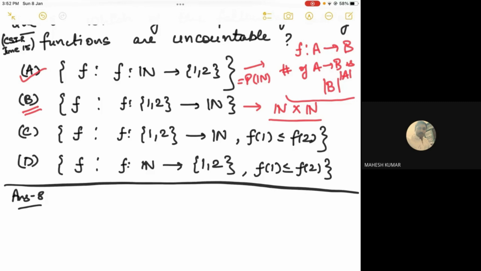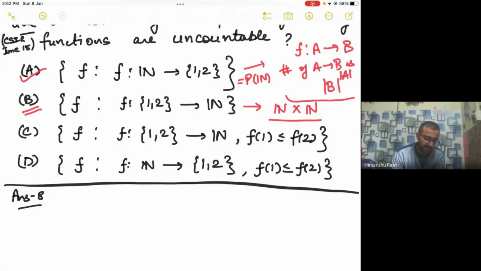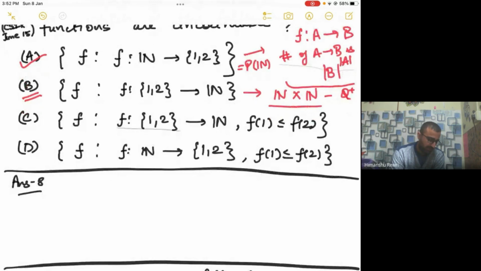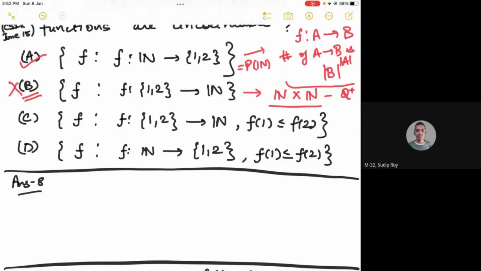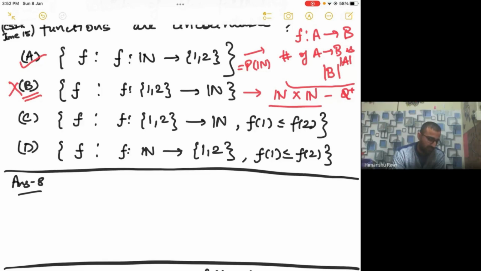So this is the same as saying that this is the set of positive rational numbers, if you have seen the proof of positive rational numbers being countable. Okay, what about option C? False. Countable. Yeah, because this is a subset of option B. So this is also false.